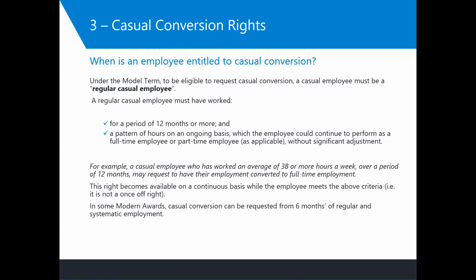Note, as I mentioned before, some modern awards already had a casual conversion clause. It is only the model clause that has the 12-month period. Some will have a 6-month period to become the regular and systematic employee or regular casual employee. So make sure you check the award that applies to your particular workplaces. And of course, there is more than one award that may operate in your workplace. So you might have a perverse situation with certain categories of employees only having to be there for 6 months, and others might need to be there for 12 months to effectively have the same right to convert.